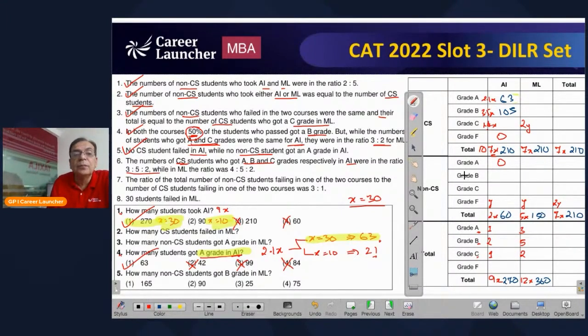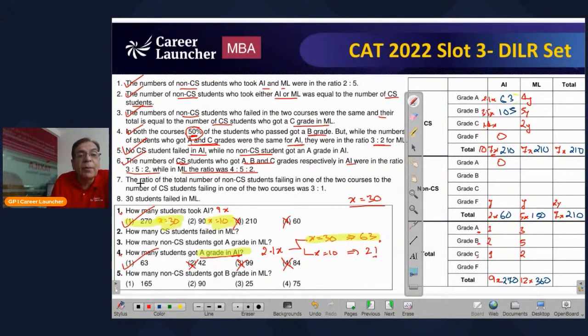Now, we had not completed the statement. In ML, the ratio is 4:5:2. That means if grade C is 2y, grade B should be 5y, and grade A should be 4y.